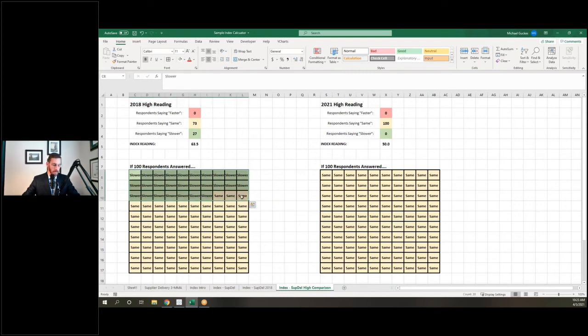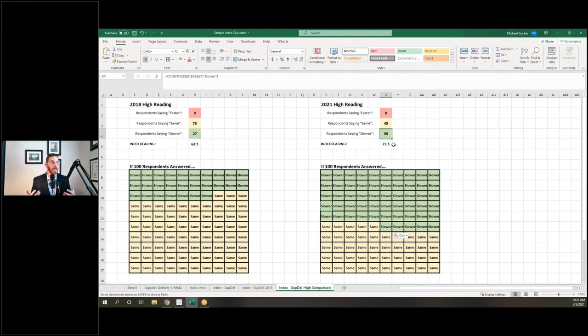Now, if we do the same thing over here and we assume that this is the latest reading here from 2021, I take those same 27 and I'm at 63.5, and I have to keep adding responses until we get to 77 and a half. All right, so if we keep doing that, that's 77. Just keep adding them here, right? There we go. So you have 55 respondents now having to tell you that supply chains are slowing in order to get to a reading of 77.5.